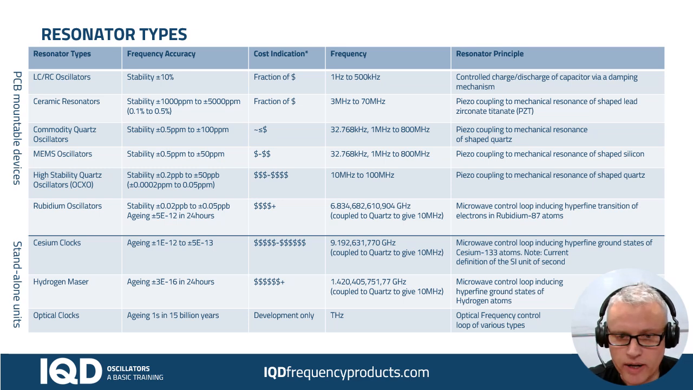Okay, I have a line across there in the middle of that slide. That's because the products above that line are PCB mountable devices. So they're things that you would buy as an electronic component, solder onto your PCB and build a clock out of it. Whereas the units below the line are standalone units. That means they are rack mountable items that you would buy, plug into your rack, connect via a cable to something else, and they would give you a frequency output on a BNC connector or something like that. Okay, so there's a summary of the different resonator types that are available in the market today.